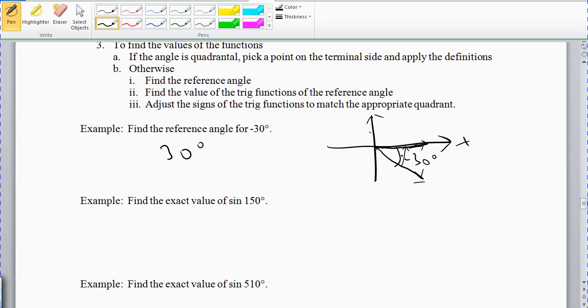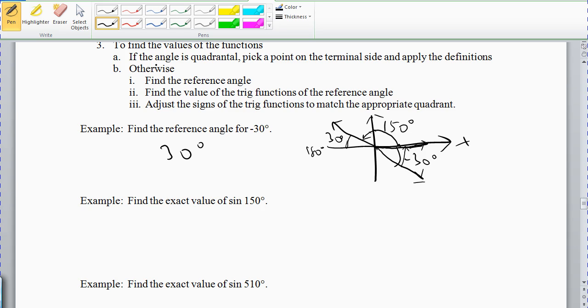Now, if I wanted to ask you, for example, what would be the reference angle for 150 degrees? That means that we would go way over here for 150 degrees, because that's 90 and then 60 more would be 150. Well, the reference angle is from the terminal side to the x-axis. So from there to there, what is that angle? Well, if that's 180 degrees all the way over, that means the reference angle is going to be 30 degrees.